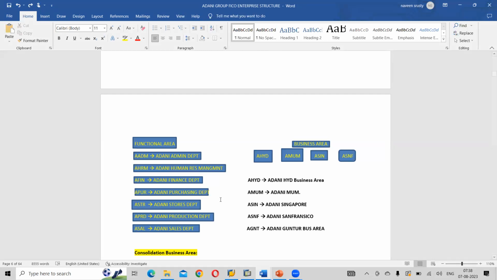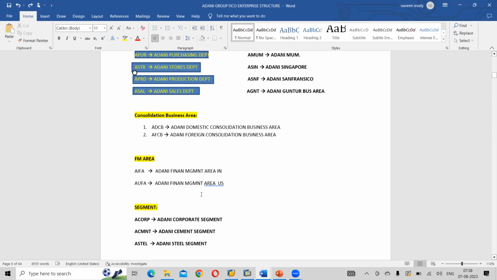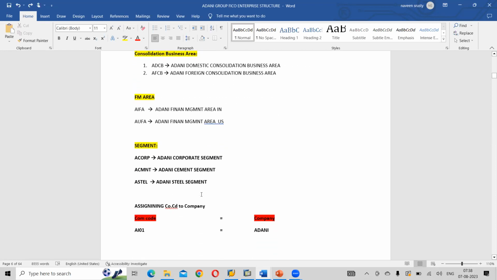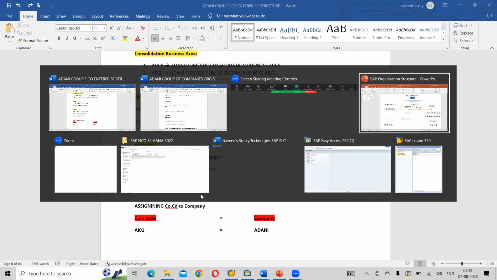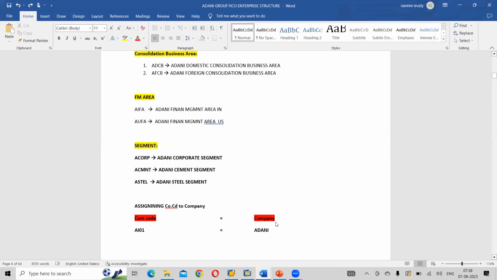So I have taken only a few examples of different departments. Okay. So next, we have already discussed consolidation business areas, FM business areas. Next one, profit center standard hierarchy. We will discuss later, but we are going to see the segment part. Okay, write down segment.